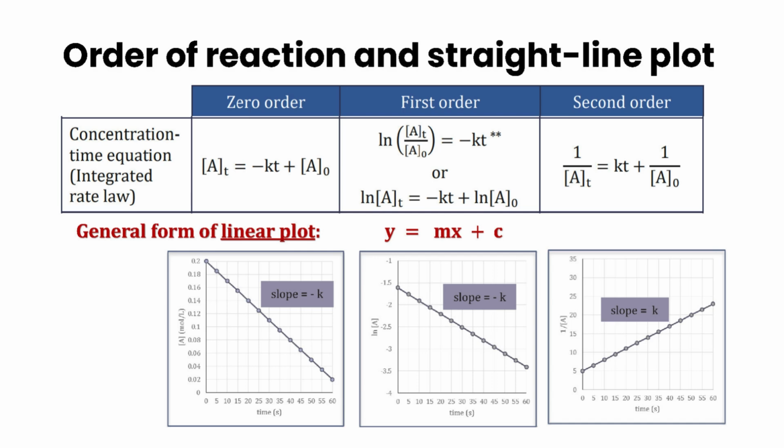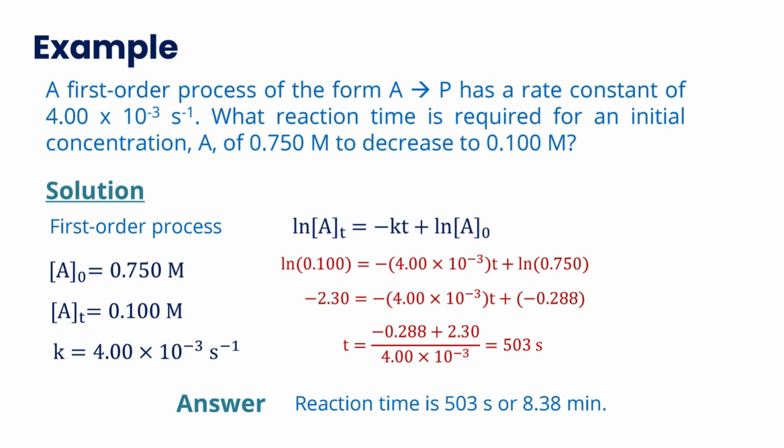Handy. And the source had an example calculation using the first-order integrated rate law. Yeah, something like A goes to P, first order, k equals 4.00 × 10^-3 s^-1. How long does it take for A to drop from 0.750 M down to 0.180 M? Do the math with the natural logs. And it came out to about 503 seconds, or just over 8 minutes. Right. A direct prediction of time based on the kinetics.